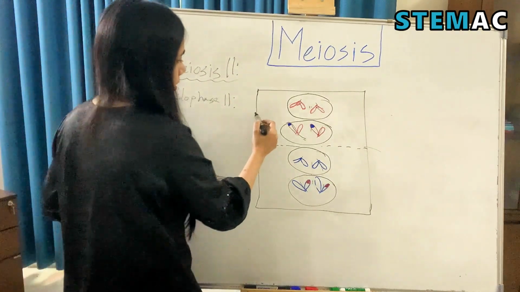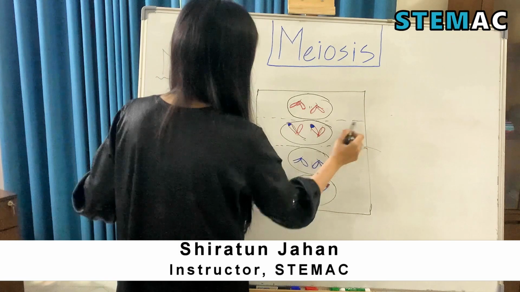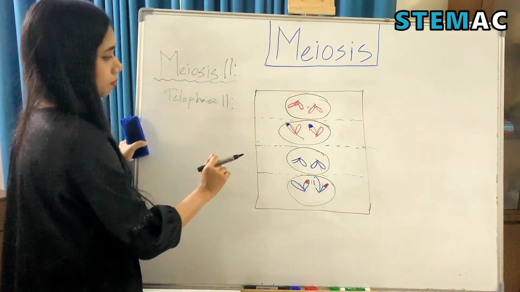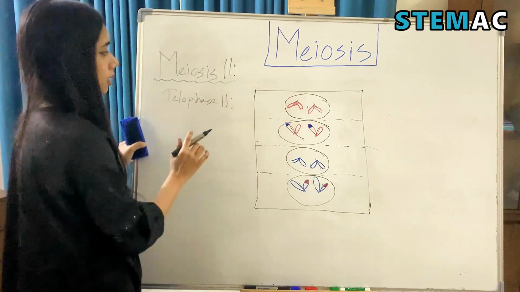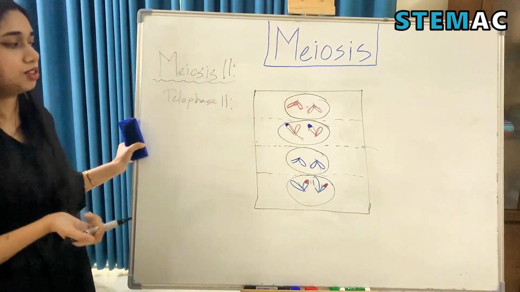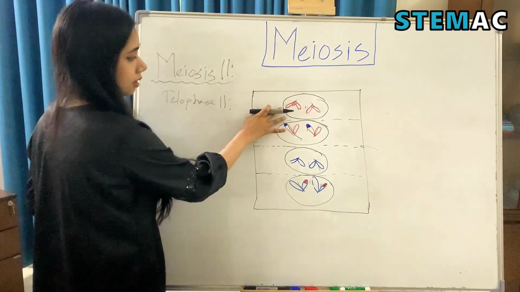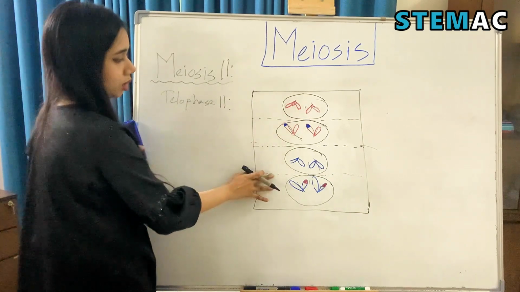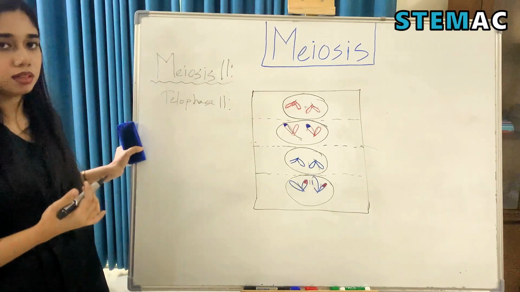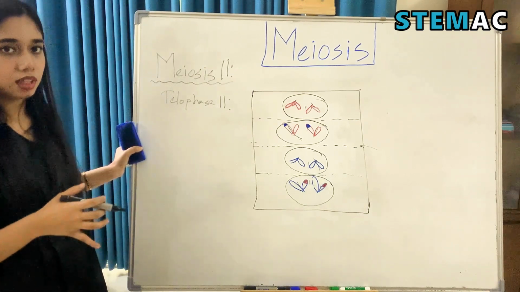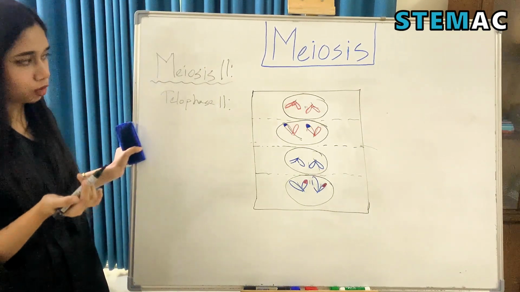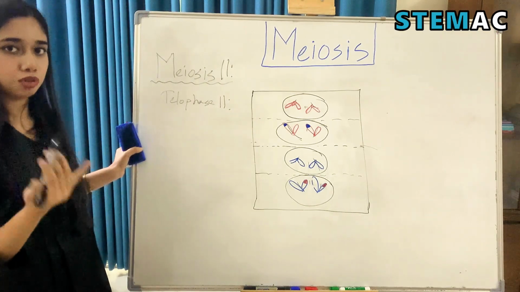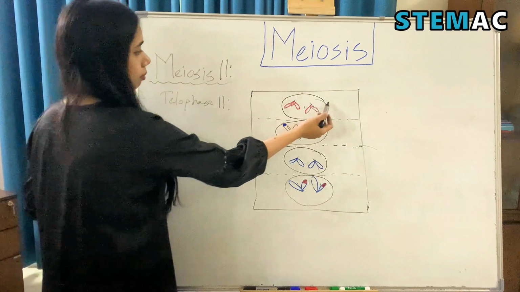So as a result, we can see that there are now 4 haploid cells at the end of the meiosis 2 stage, and each cell contains 2 chromosomes, which means they are all haploid cells because the chromosome number has been halved. The chromosome number was 4 at the beginning, and it has been halved to 2. So therefore they are called haploid cells.